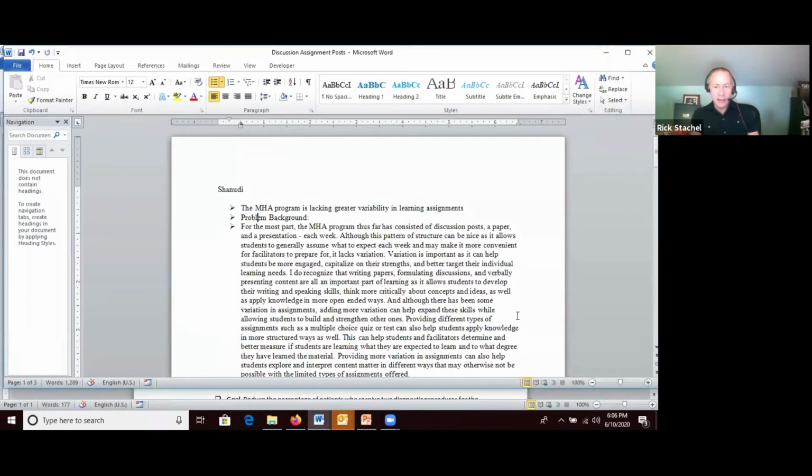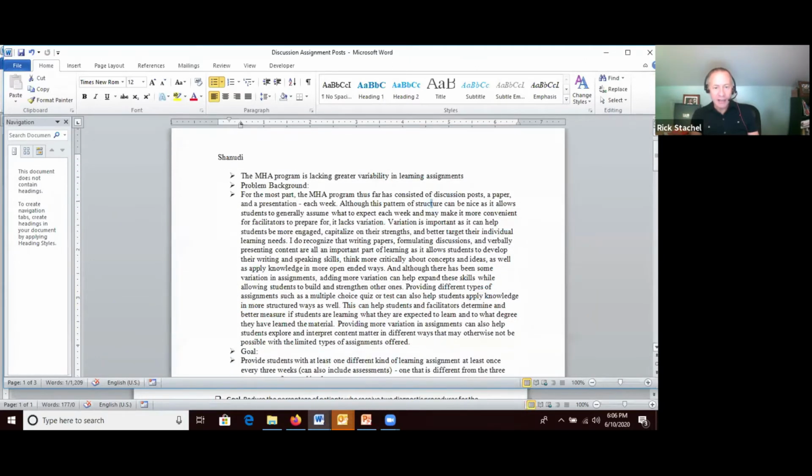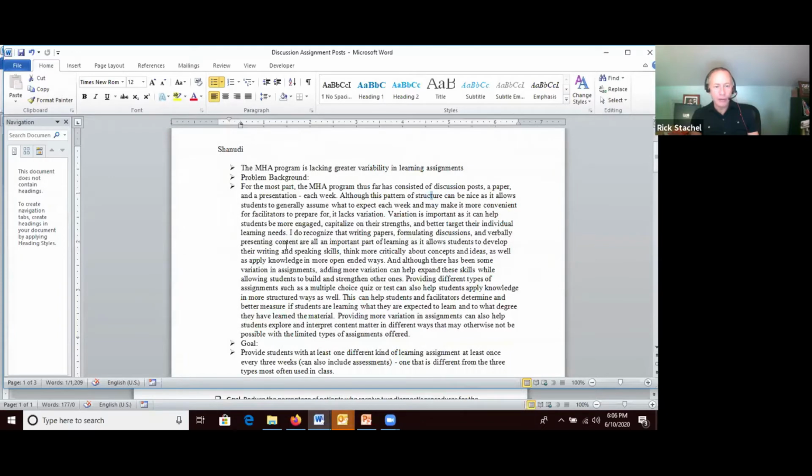And let's look at Shanuti's. She's not here, of course, but let's go through it. For the most part, the MHA program consists of discussion posts, paper, and presentation each week. So her problem is lacking greater variability in learning assignments. Although this pattern of structure can be nice as it allows students to generally assume what to expect each week and may make it more convenient for facilitators to prepare for, it lacks variation.